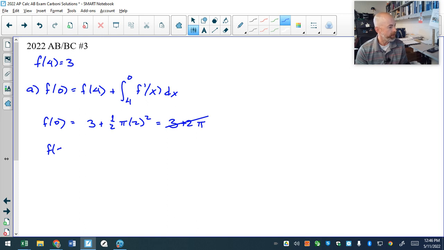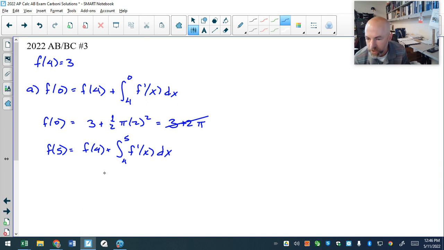And then F of 5, same setup, initial condition. We know what's happening at 4. I need to know how much F changes from 4 to 5, which is the area under F prime from 4 to 5, which looks to be a unit of 1/2. That's just half a square. So that's going to be F of 4 is 3 plus 1/2, which is 7/2. And I feel pretty confident in my arithmetic there. So I'm just going to leave it like that.